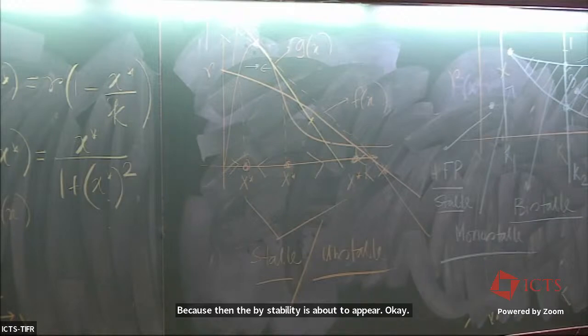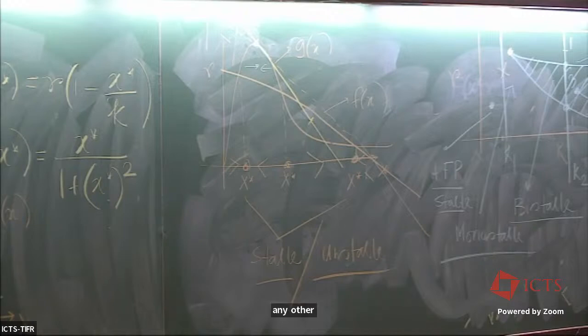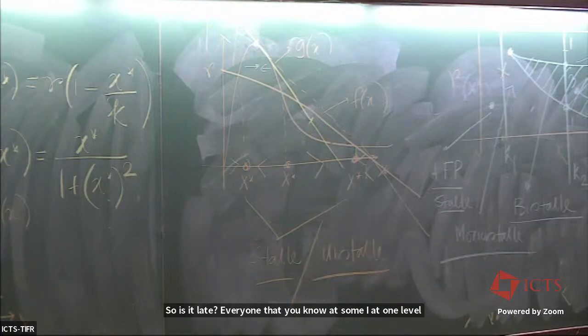Any other questions? So is it clear to everyone that at one level we're talking about equilibrium points and fixed points, right? But we also talk about, when we vary R and K, how do you reconcile this notion? Is that clear to everyone?